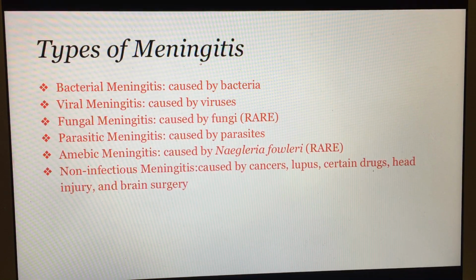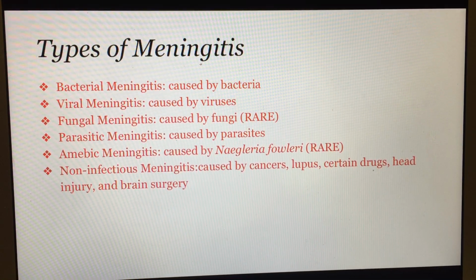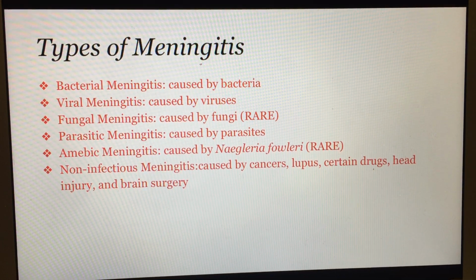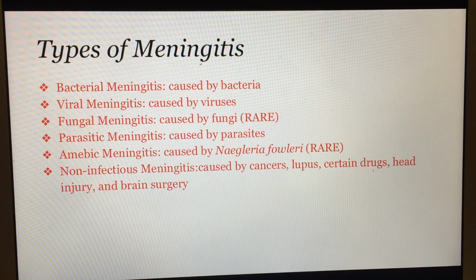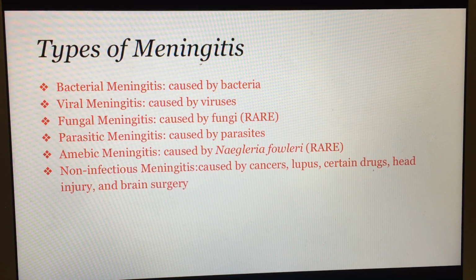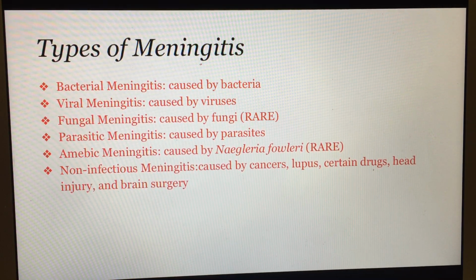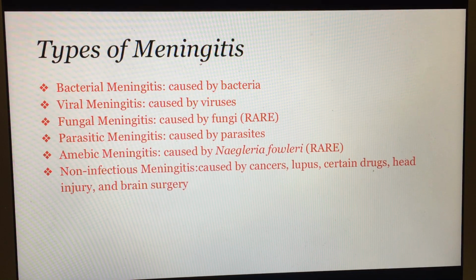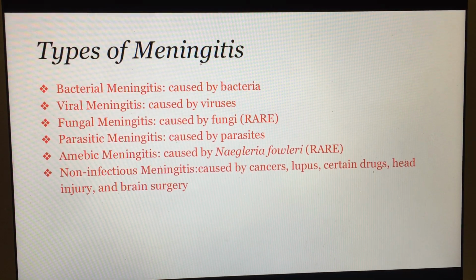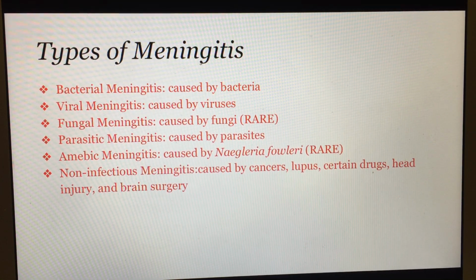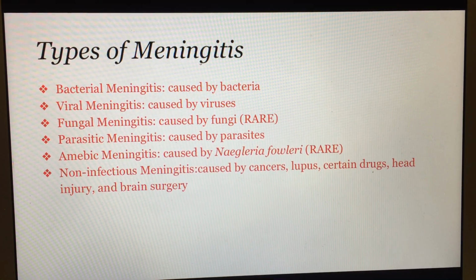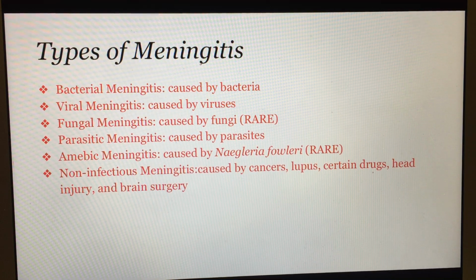There is bacterial meningitis, which is caused by bacteria, viral meningitis, which is caused by a virus, fungal meningitis, which is caused by fungi, although this type is rare. In addition, there is parasitic meningitis caused by parasites, amoebic meningitis, which is typically caused by Naegleria fowleri, this too is rare, and non-infectious meningitis, which can be caused by things such as cancers, lupus, and even brain surgery.